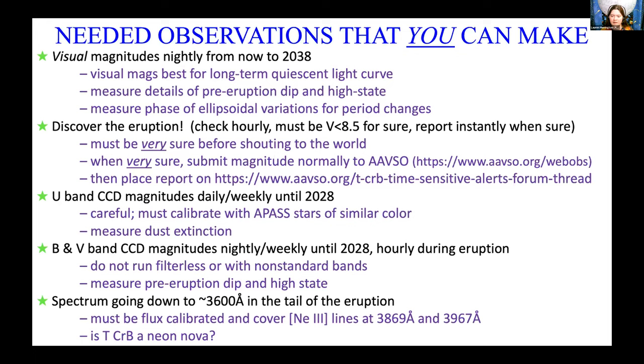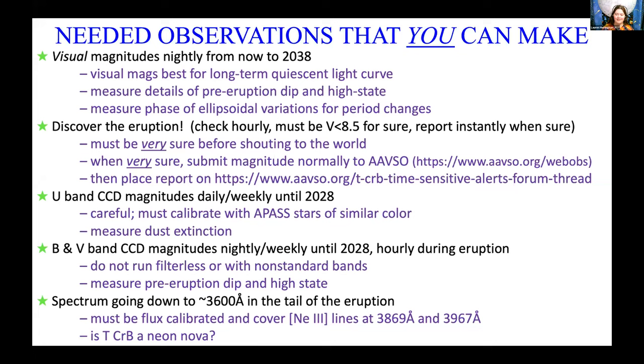So here's an interesting one from Tasso Napoliano, who would like to know if you could comment on the similarities and differences between T Corona Borealis and RS Ophiuchi. He notes that both of them have long orbital periods and red giant components, but RS Ophiuchi has been erupting far more frequently. So he's curious about that.